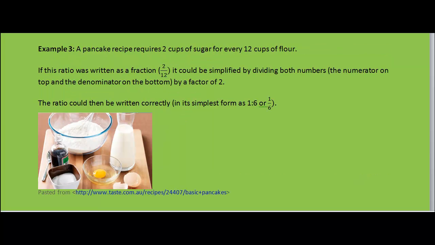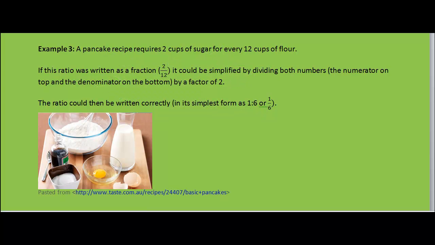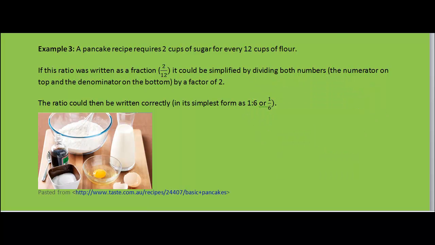A rule about writing ratios is that the ratio must appear in what's called simplest form. This is similar to what we have done with fractions in the past. A ratio can be simplified in a similar way to fractions, by dividing each number in the ratio by a common factor. If we divide by the highest common factor, called the HCF, we will obtain the ratio in its simplest form. For example, say a pancake recipe requires 2 cups of sugar for every 12 cups of flour.